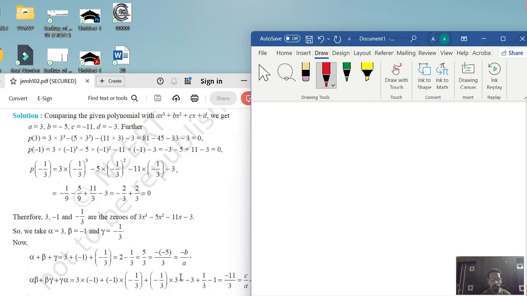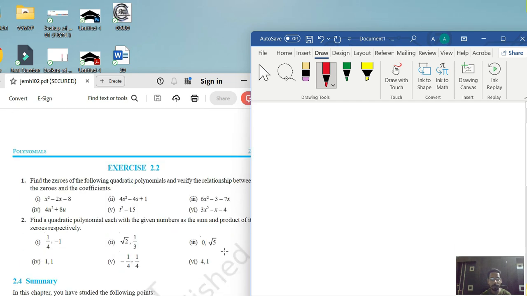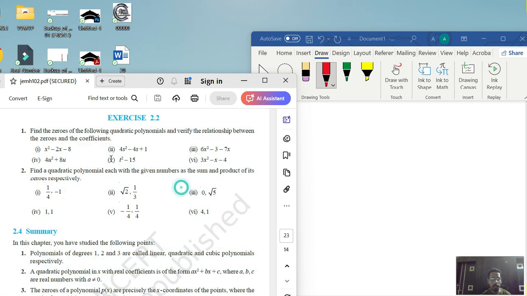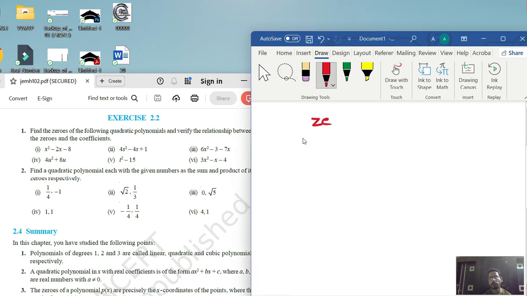Okay, where is the next exercise? Okay. So the first question here, you can see, you can read it. Find the zeros of the following quadratic polynomial and verify the relation between the zeros and the coefficient. Okay. So firstly, we will have to understand what is the meaning of zeros.